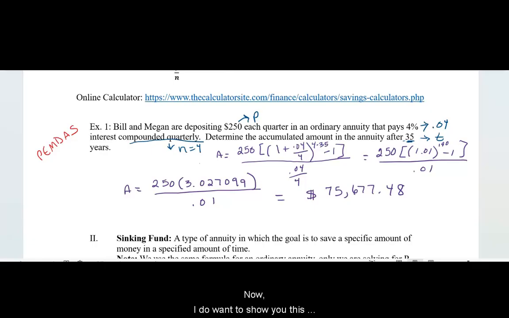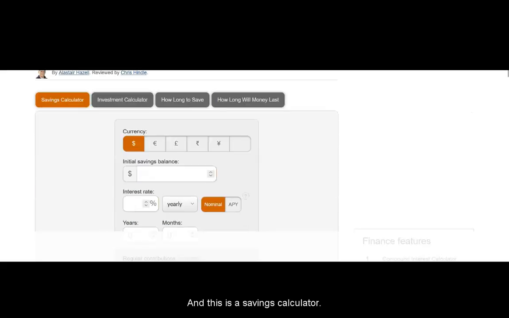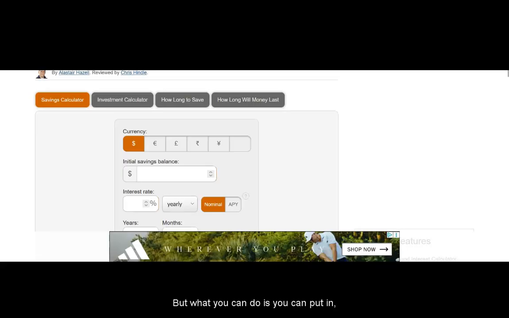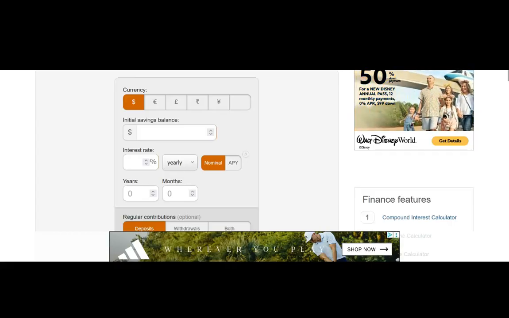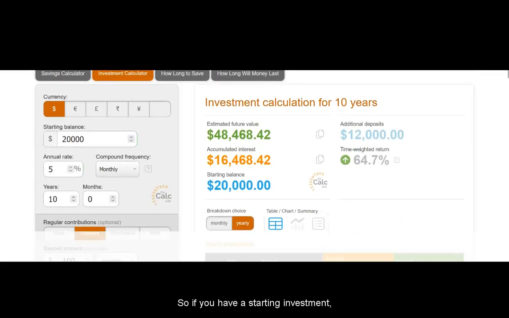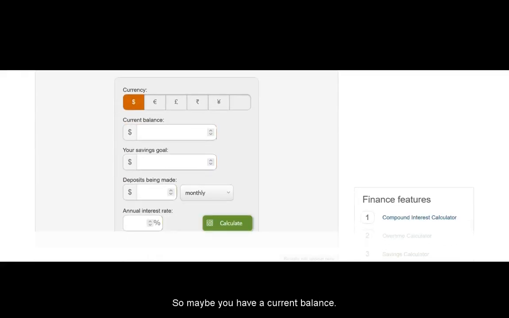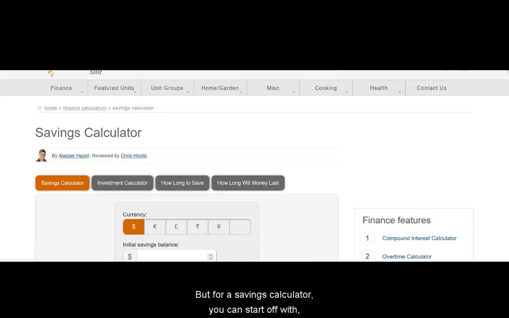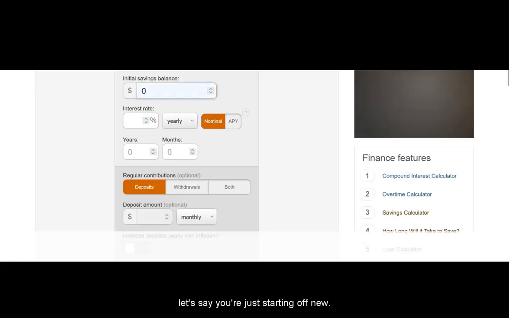Now, I do want to show you this online calculator. So I'm going to click on this. All right. And this is a savings calculator. This is in your notes that you can find in your course. But what you can do is you can put in an investment here. So if you have a starting investment, you can also look at how long do I need to save. So maybe you have a current balance. What is your savings goal? But for a savings calculator, you can start off with, let's say you're just starting off new. So we have a zero balance.